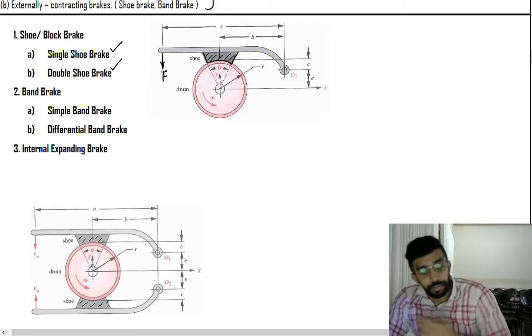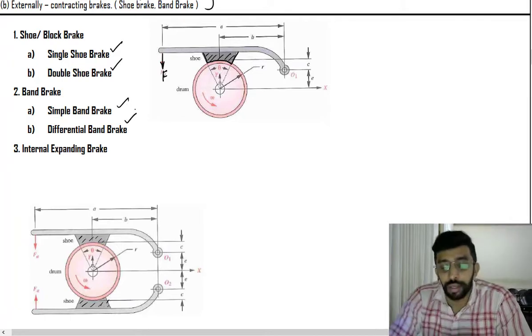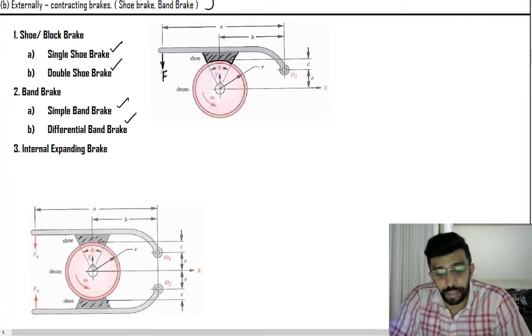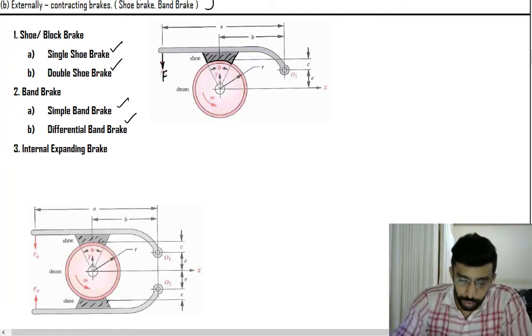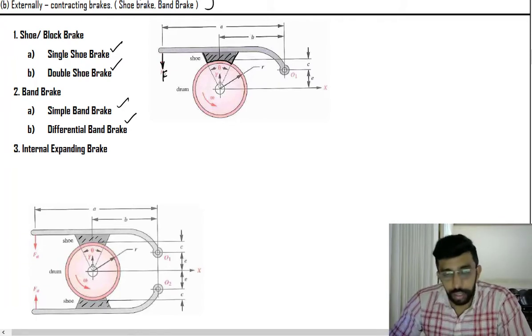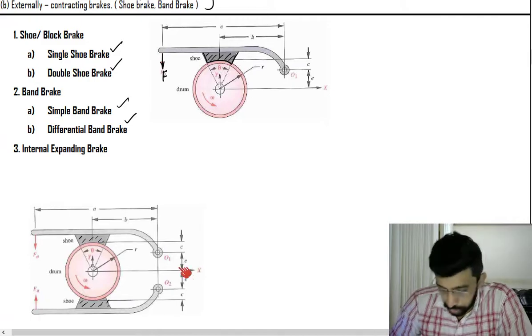Now come the band brakes. Under the band brakes, you have two different categories: one is a simple band brake and the second one is the differential band brake. After explaining the basic working principle, I will explain the braking forces and the method by which they are generated.